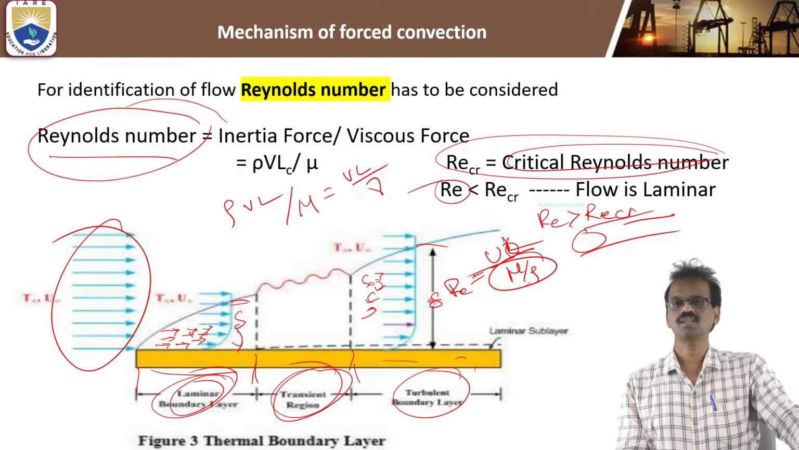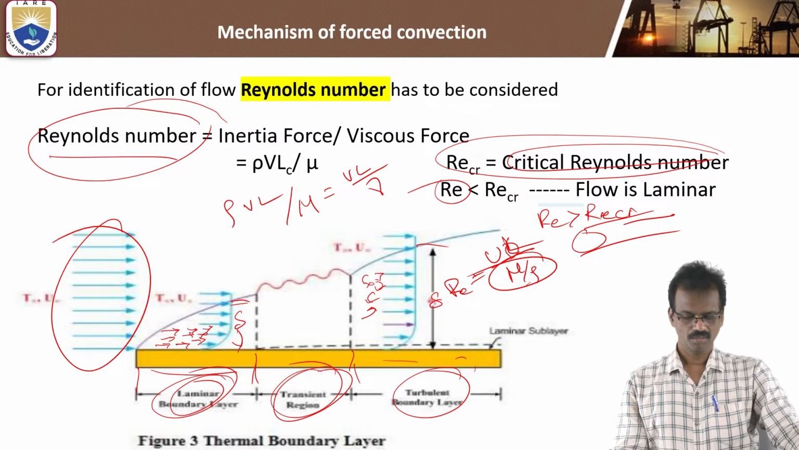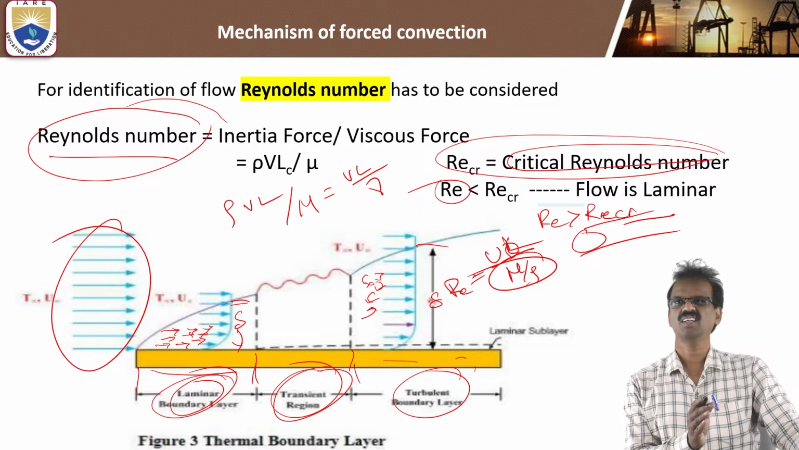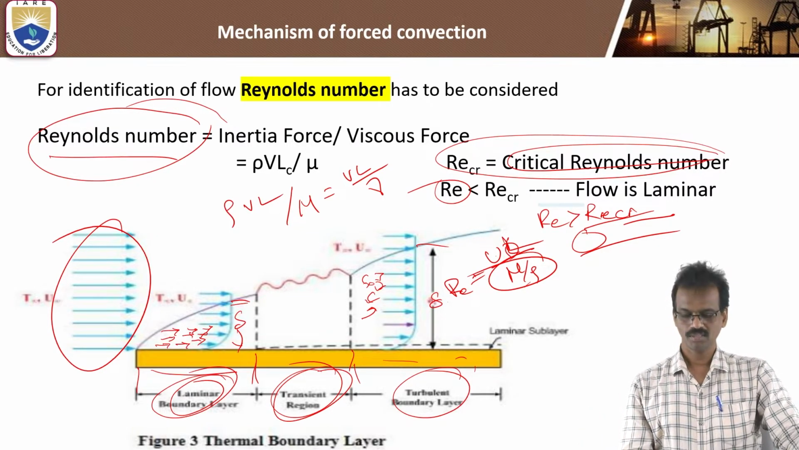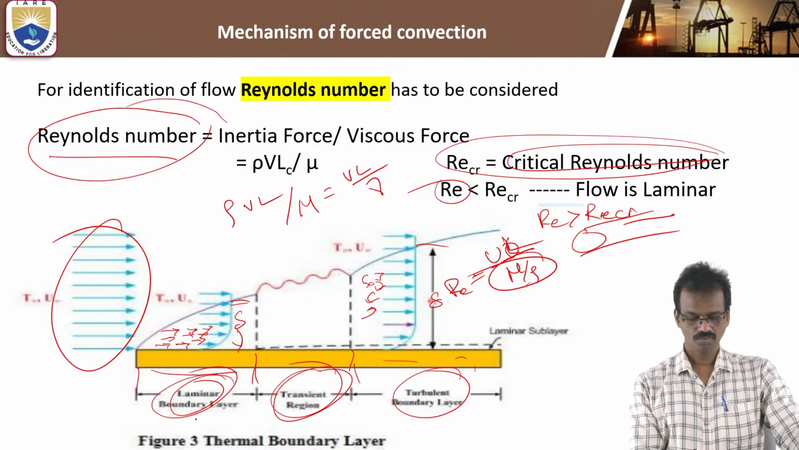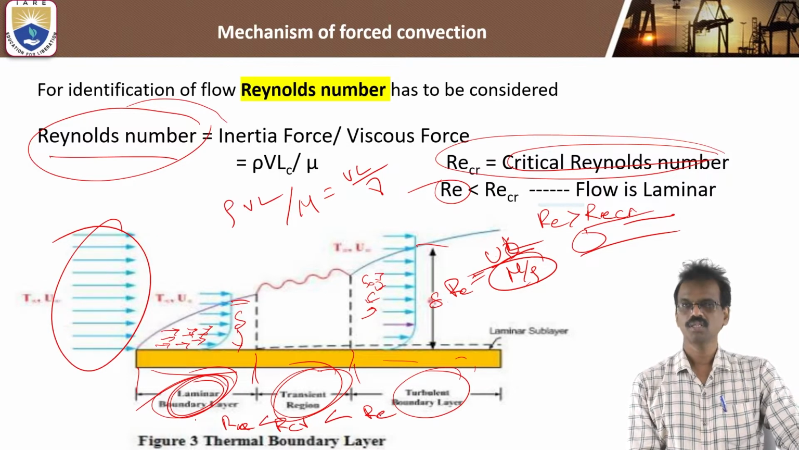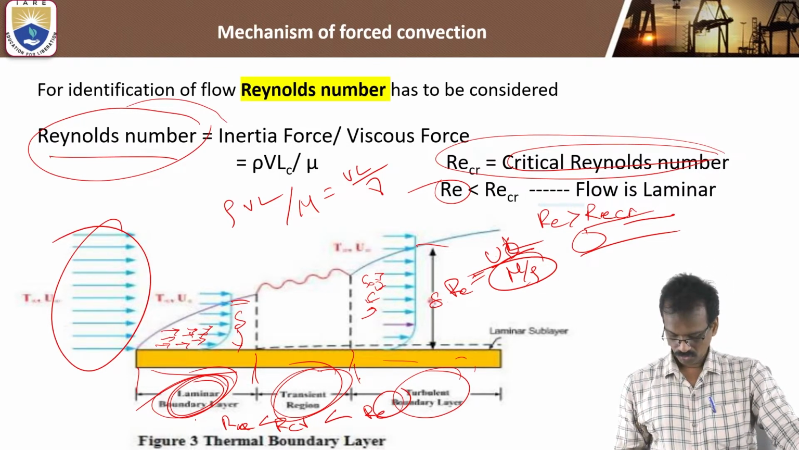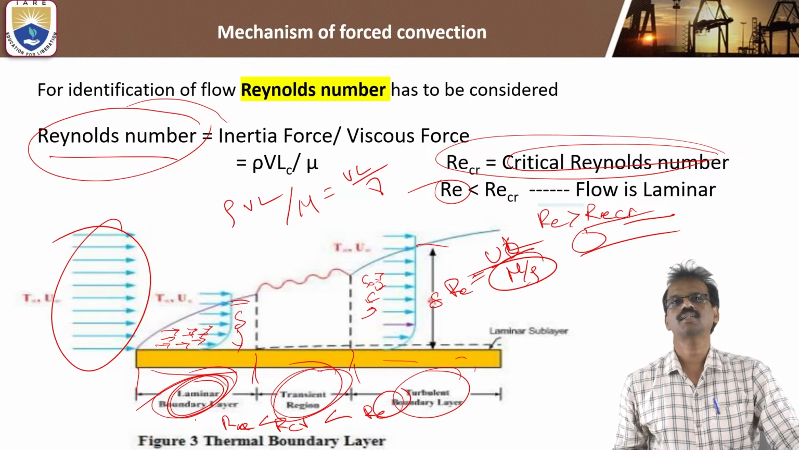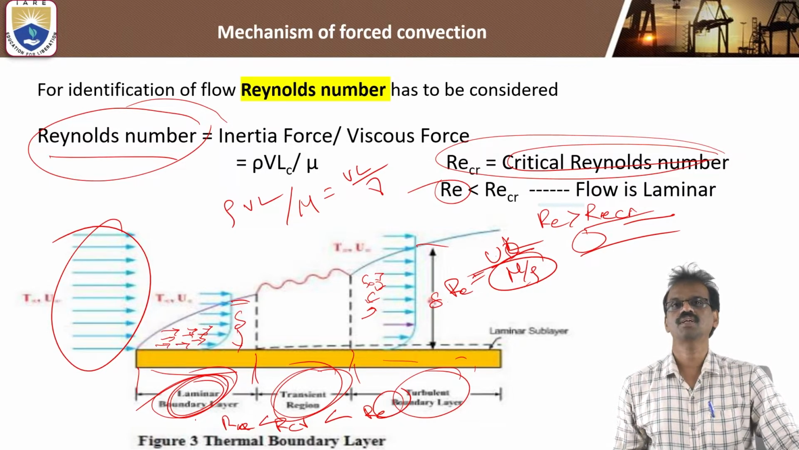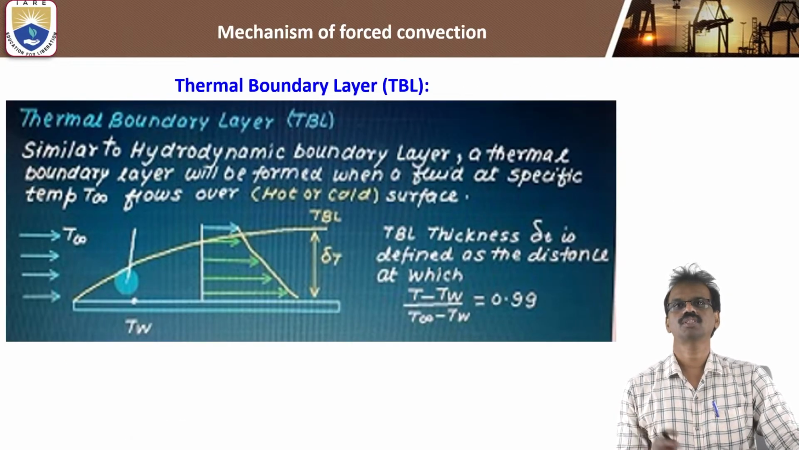So based upon the Reynolds number, we can identify each type of flow. A value less than the critical Reynolds number is laminar flow, and greater than the critical Reynolds number is turbulent flow. Okay, so this side is the laminar flow, and this side is the turbulent flow. By finding the Reynolds number, you can identify the type of the flow.